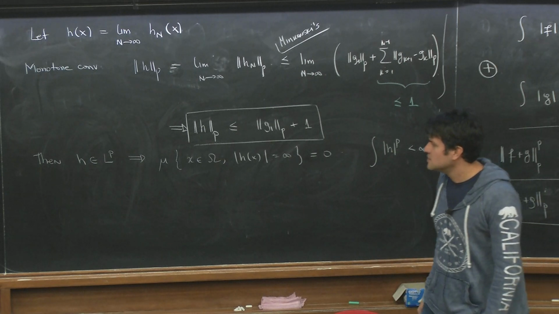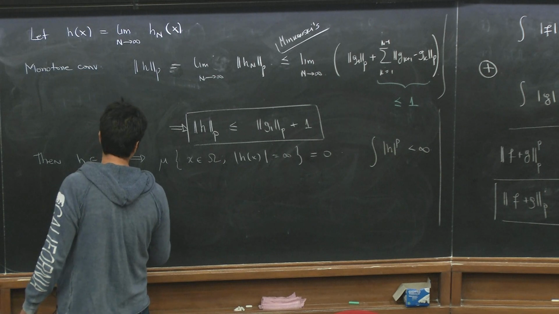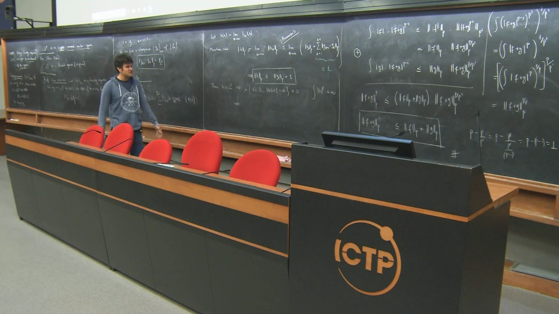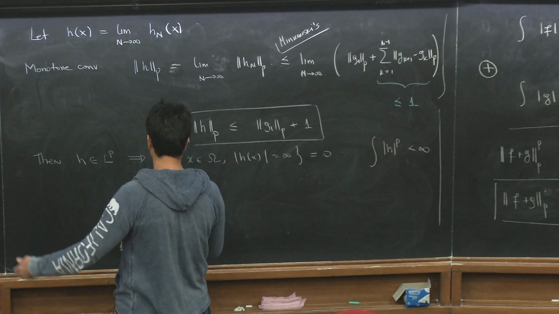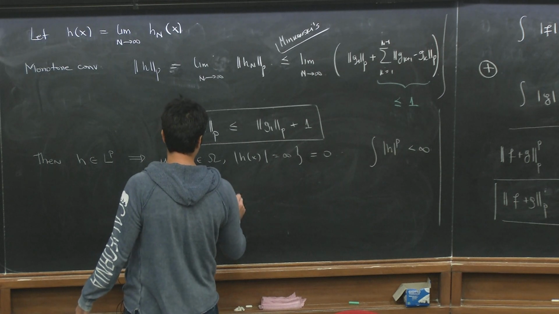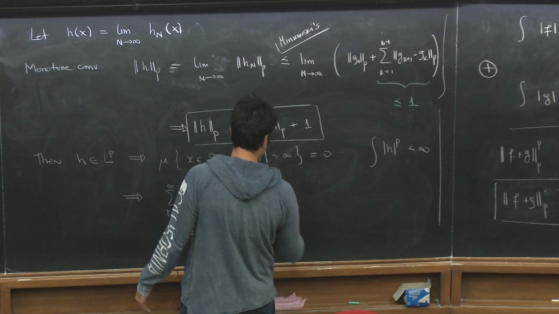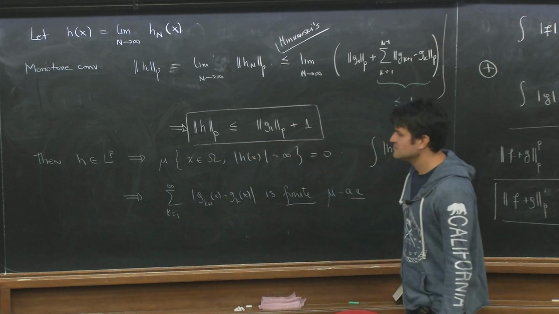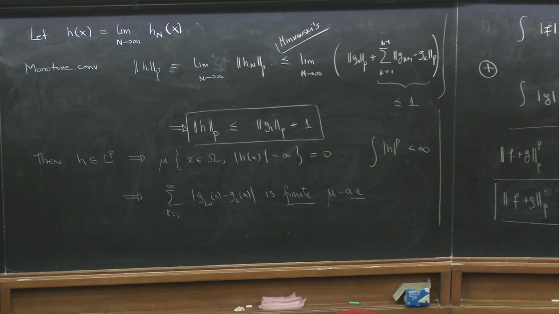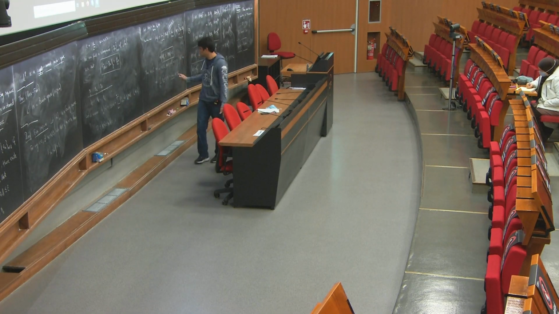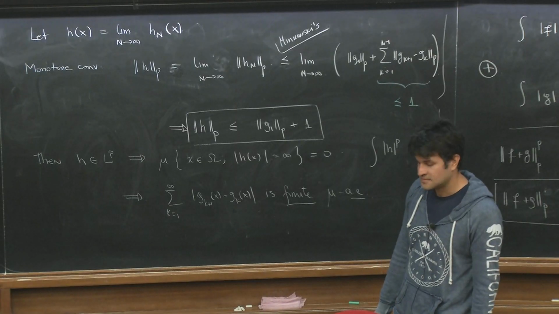Okay? So in turn, this implies that, remember, h of x was just the limit of these sums. So what I'm trying to say is that this sum from 1 to infinity of the absolute values of gk plus 1 minus gk of x is finite mu almost everywhere. This sum defines h, which is the limit, so the sums of these absolute values will be finite for almost every point x.